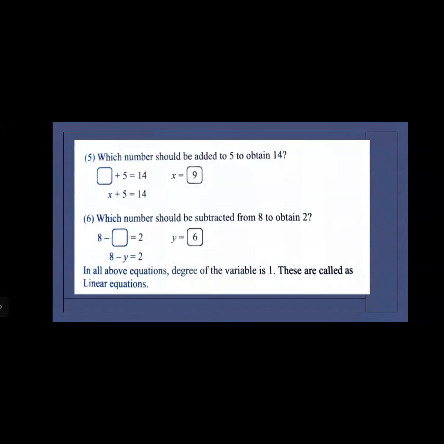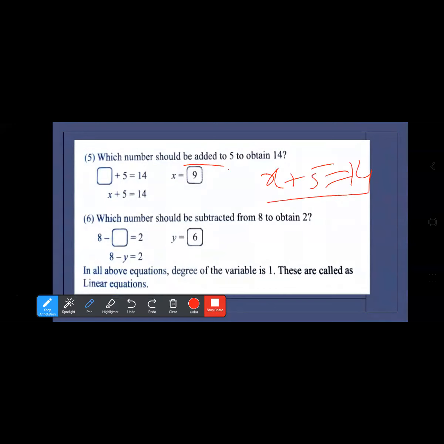The sixth one: which number should be subtracted? Here we have seen one question where we asked which number should be added. That means we don't know that number. So x plus 5 equals 14. This is also an equation.